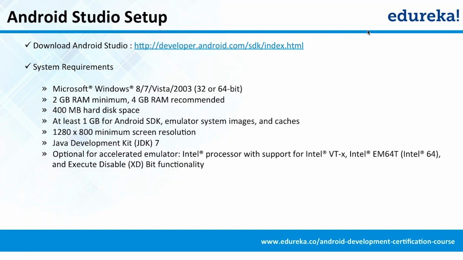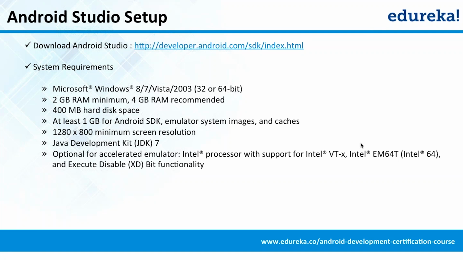So if you navigate to this particular link, before navigation, I would just like to explain to you the minimum system requirements. It requires Windows 8, 7, Vista or 2003. 64-bit is the most recommended operating system. You will require minimum 2 GB of RAM, 400 MB of hard disk space, and it will take 1 GB for Android SDK, emulator, images, and caches. Apart from that, you will require 400 MB of hard disk space for saving the projects, your settings and all. 1280 by 800 minimum resolution will be required.